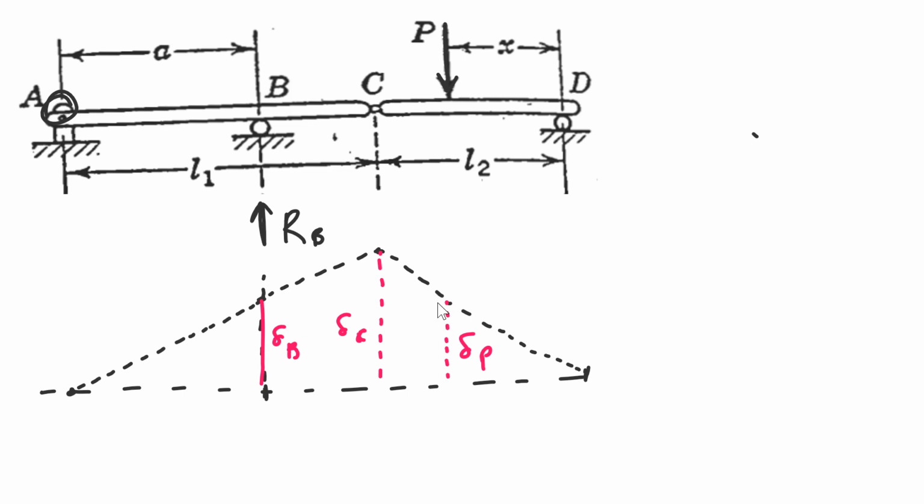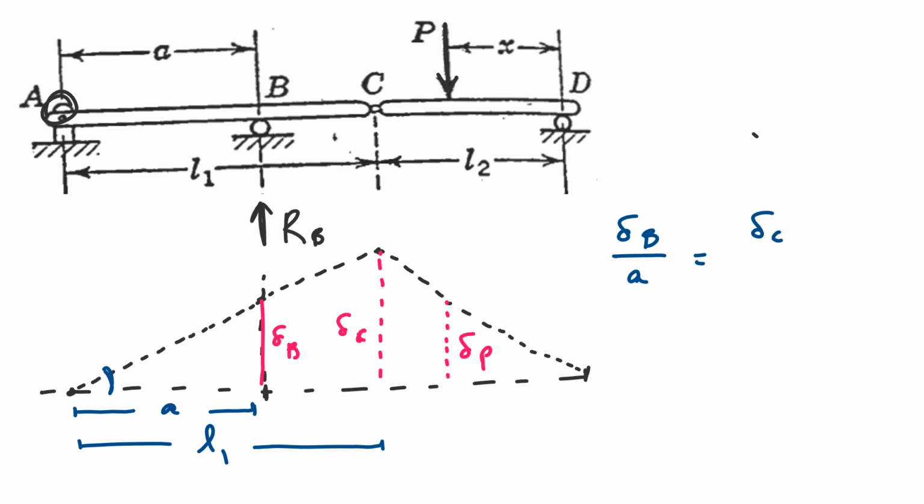Now we just gotta look at the triangles. This is basically the easiest part. From what I see here, this distance is A, this distance right here is A, and this distance over here is L1, correct? And this angle is shared by this small triangle and this big triangle. So we can use similar triangles, and we can say that delta B over A is going to be equal to delta C over L1.